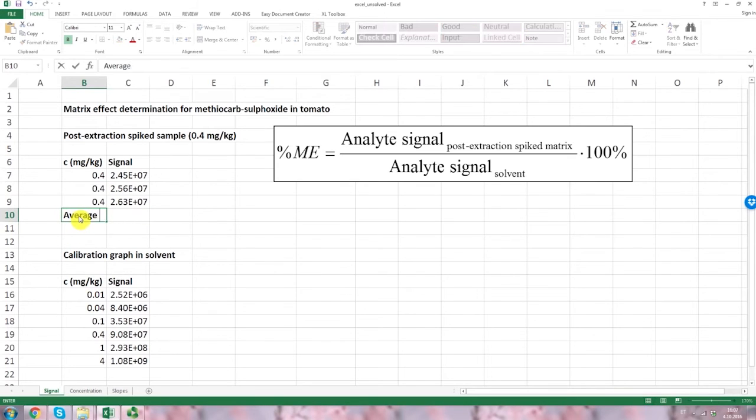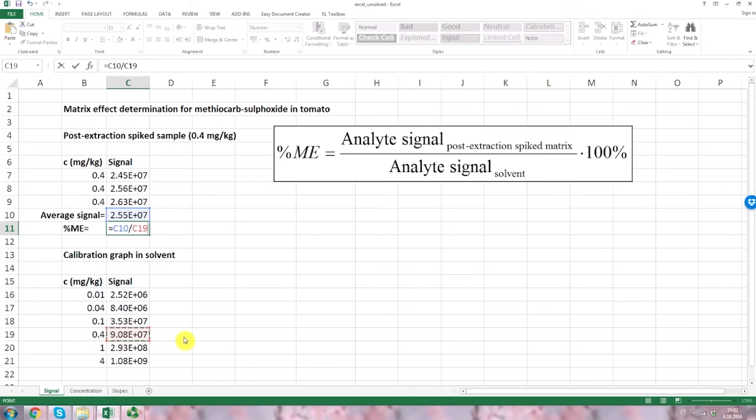So first we are going to average these signals. Now when we have the average signal, we can compare it with the analyte signal in the solvent at the same concentration level, or to say we can divide it. So from this we obtain the matrix effect. We divide the analyte signal measured at 0.4 milligrams per kilogram with the analyte signal in the calibration graph at the same concentration level.